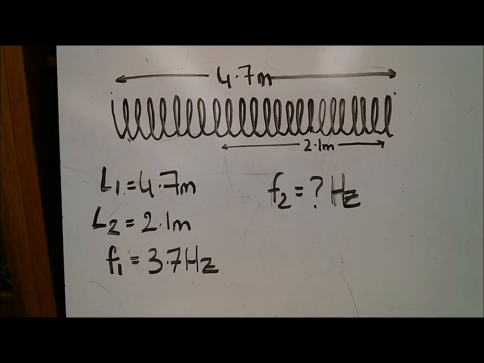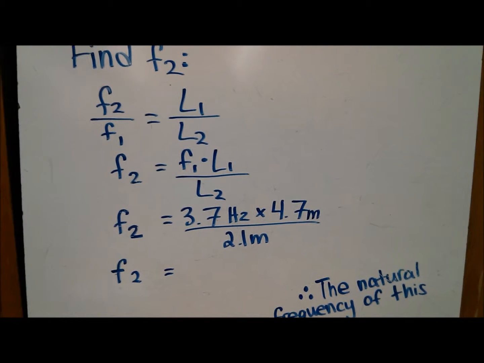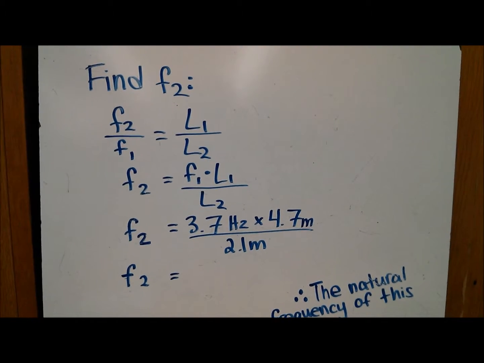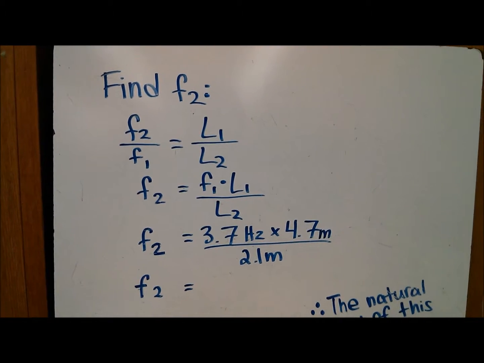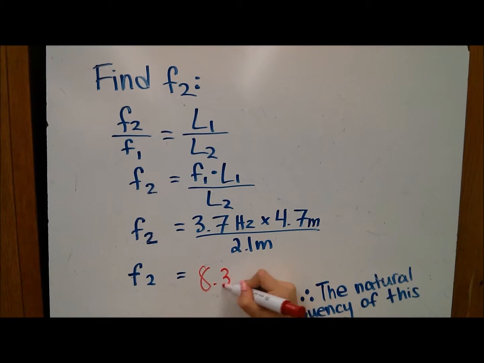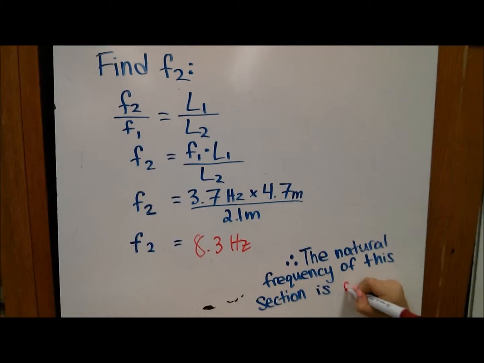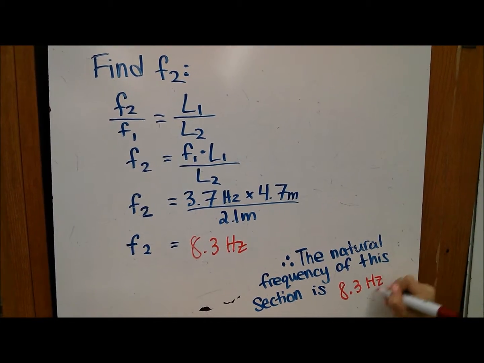find F2 in Hertz. In our mathematical representation, we state that we must find frequency 2 using F2 over F1 equals L1 over L2. This time we rearrange the formula to isolate F2. Once we plug in our numbers, we find that the resulting F2 is 8.3 Hz. Therefore, the natural frequency of the 2.1 meter section is 8.3 Hz.